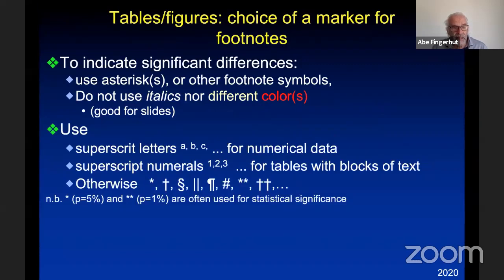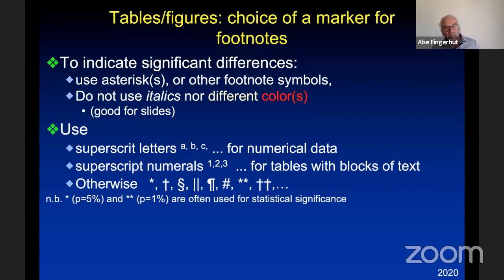If you have explanations in your tables and your figures, you want to indicate, for instance, statistically significant differences, you can use asterisks, or you can use footnote symbols. Don't use italics in different colors, which are good for slides, but they're not good for publications. You can use superscripts or superscript numerals or the symbols.